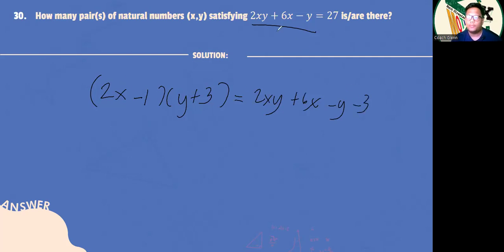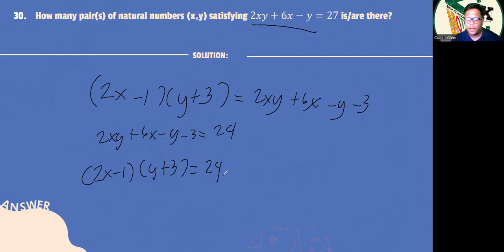Okay. So to make this one similar to this, we need to subtract 3 from both sides. So the 2xy plus 6x minus y minus 3 is equal to 27 minus 3, which is 24. Then we express this in its factored form, which is 2x minus 1 and y plus 3. So we get the factors of 24. So we have 24 times 1. We also have 12 times 2. And then we also have 8 times 3 and 6 times 4.